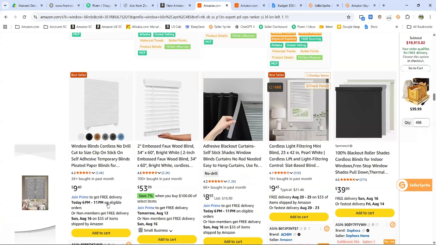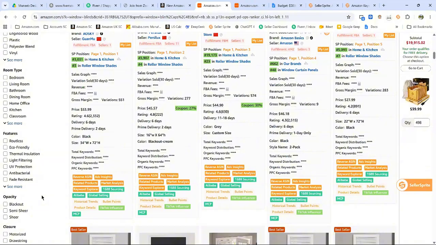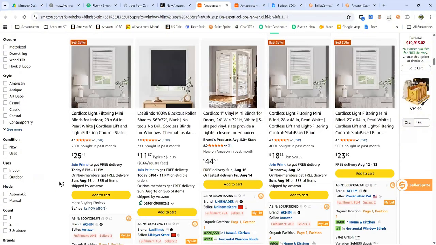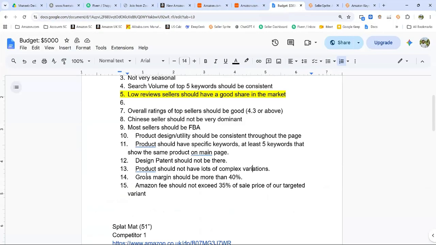Let's say it's shoes, or a clothing item that has different sizes, different variations, and lots of complex things going on in the listing. We usually try to avoid such products as a new seller. Okay. The gross margin should be more than 40%. I think we already discussed this point.